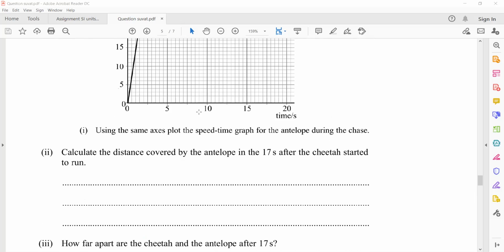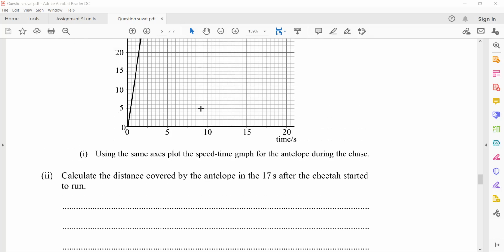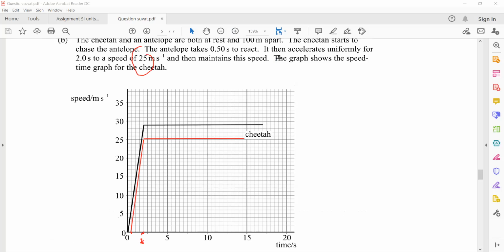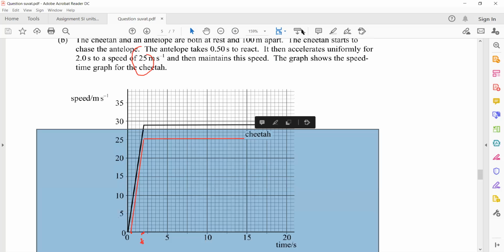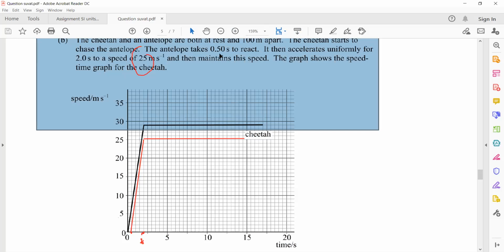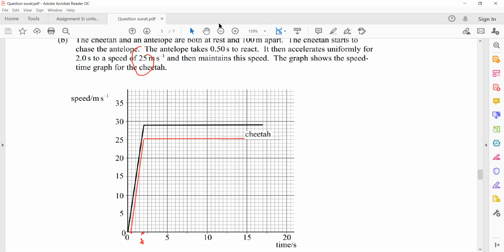Calculate the distance covered by the antelope in 17 seconds after the cheetah started to run. If you need the distance traveled from a speed-time graph, remember the distance traveled is the area under the graph. So what we will do is extend this graph till 17 seconds. This is 16 and this is 17. So we'll find the area under the graph.